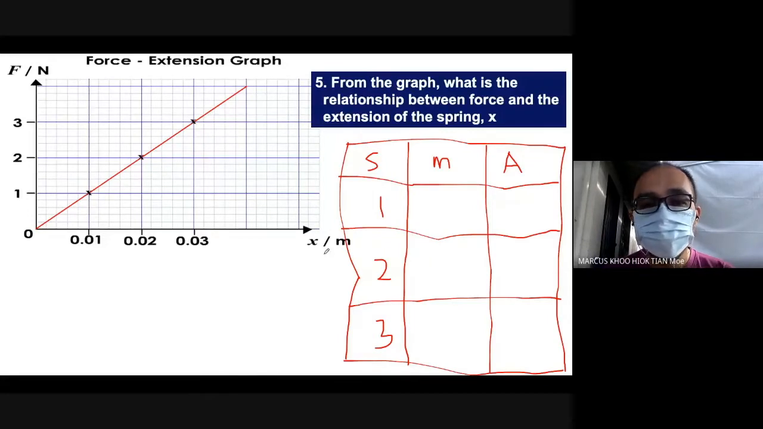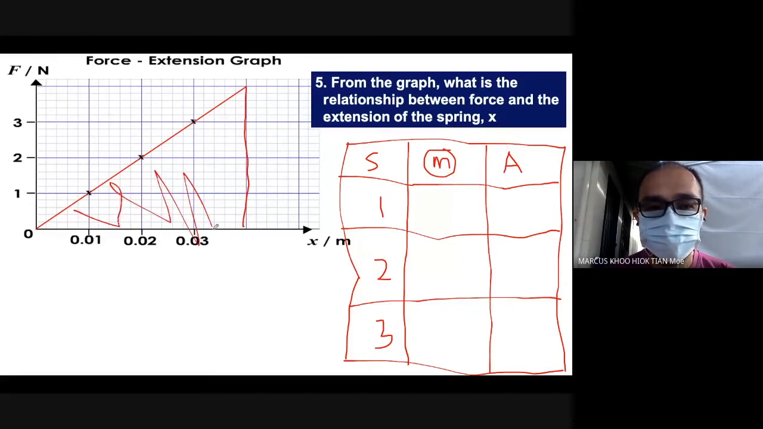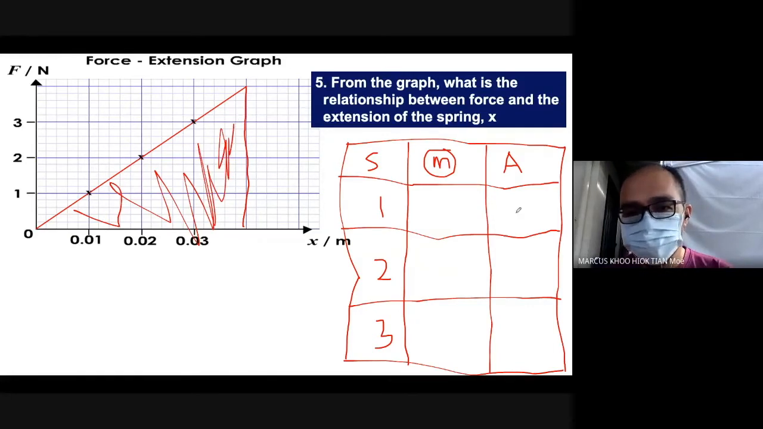So what I want you to do now, in all three graphs, is calculate the gradient, which is the m, of every graph, and then calculate the area under the graph. If your graph is like this, a proper triangle, you complete the triangle, then you calculate the entire area of the graph. For all three graphs, I want you to do that.